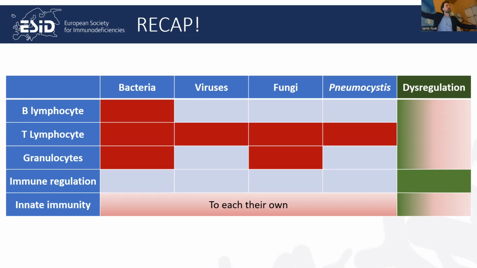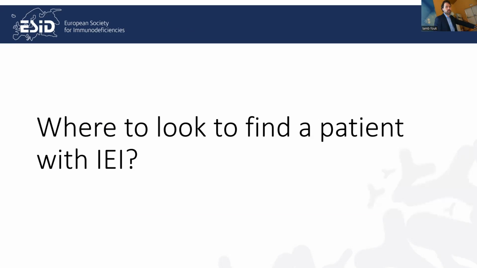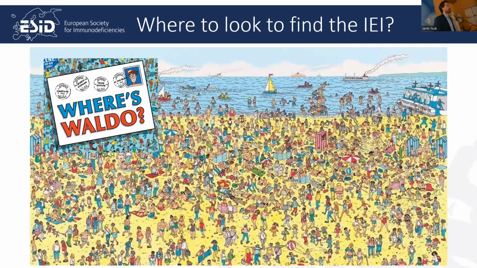And then there is immune dysregulation all over the place, or just in the immune dysregulation defects. The innate immunity, there is one for bacteria, one for virus, one for fungi, so you will have it all in all flavors. Okay, so now we have an idea of what kind of infection, when we start from the infection, we know where to look in the immune system, but where to look to find a patient with inborn errors of immunity? It is often like this.